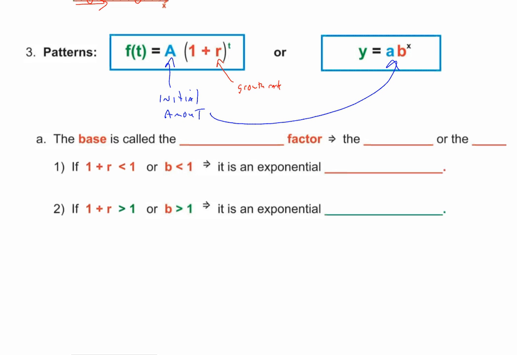But the whole base is called the growth factor. It's in the left form, the 1 plus R. And in the right form, it's the B, right? I'm color-coded here to help you out. In the left, the growth factor is the 1 plus R, the parentheses total, that the exponent applies to. And on the right, it's the B, the base of the exponent.